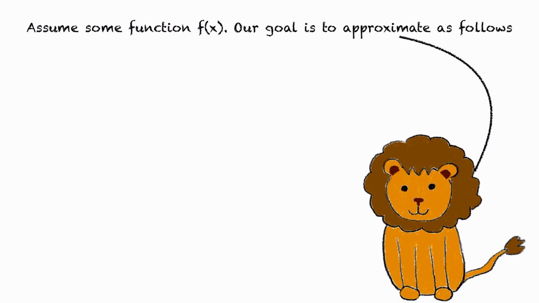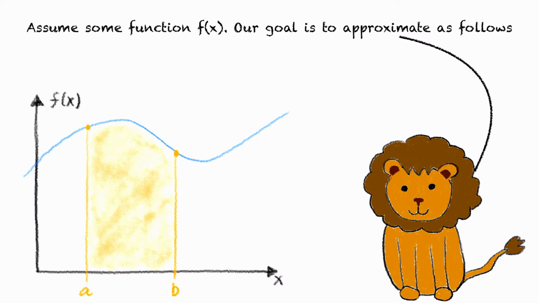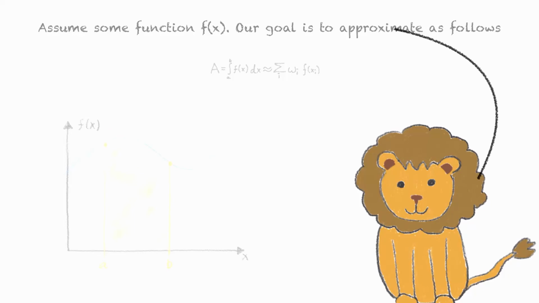We start by assuming a general function f of x. Our goal is to calculate the integral over some interval [a, b] of this function, corresponding to the orange area. Instead of analytically integrating the function, however, we aim to estimate the orange area by adding together some function evaluations f of xi multiplied by some weights omega i.